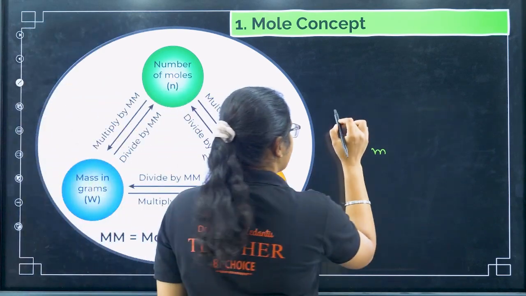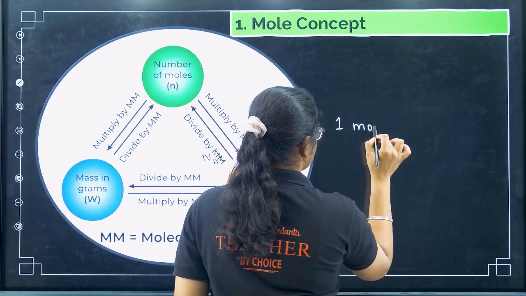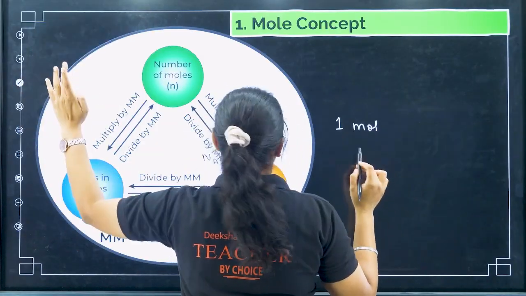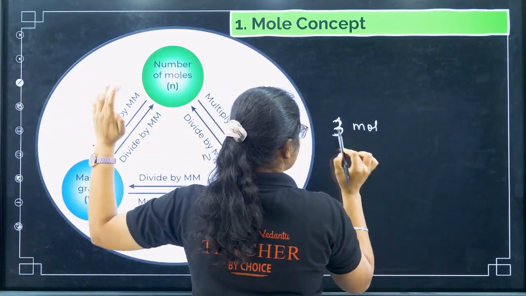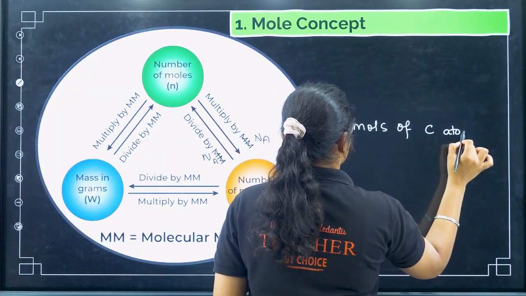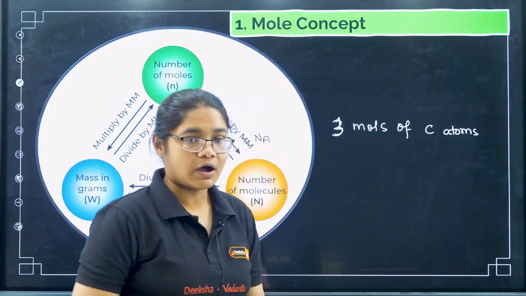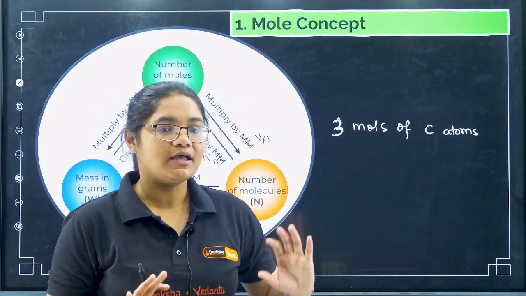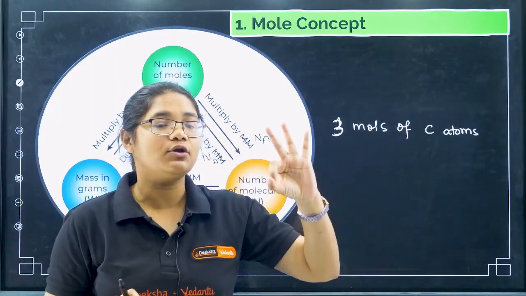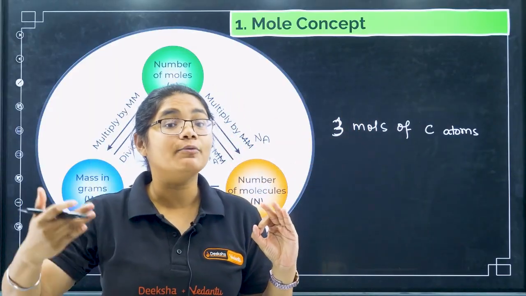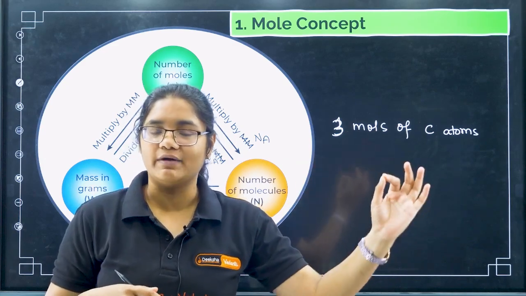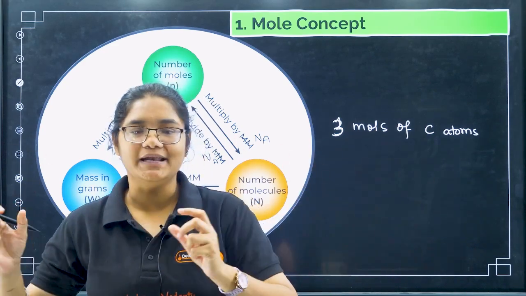Now let me give you an example. Suppose I tell you that I have 3 moles of carbon atoms. Then the question is, how many atoms do I have? Just imagine if I tell you I have 3 dozen of carbon atoms, that means how many carbon atoms are there? 1 dozen means 12, 3 dozen means 12 into 3, 36 carbon atoms are there.